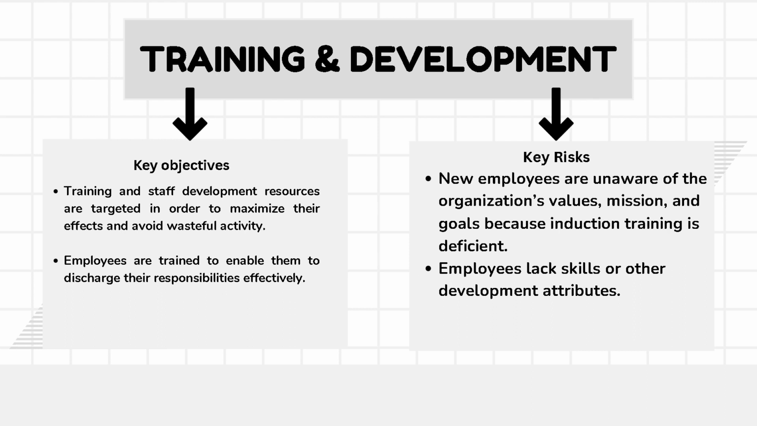So next is training and development. When auditing training and development of an organization, the typical goal of an internal auditor is to ensure that these programs are effective, aligned with the organizational goals and objectives, and provide employees with the skills and knowledge they need to perform their jobs effectively and efficiently.